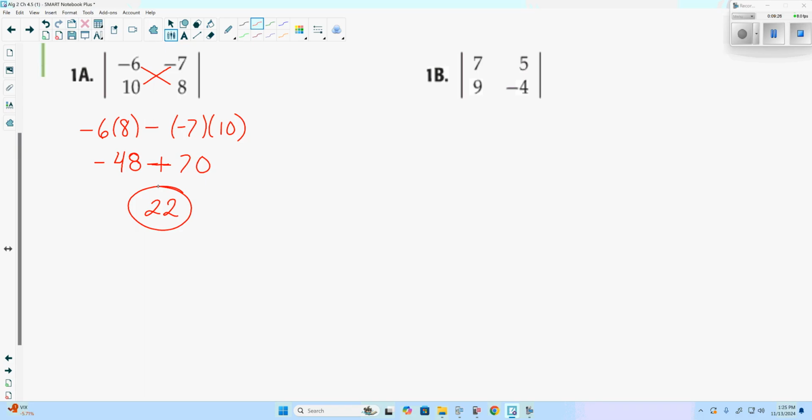Last one. So our diagonal going from left to right, 7 times negative 4 would go first, minus our 5 times 9. So this would be negative 28 minus 45. Negative 73. Yep, that's all we're doing.